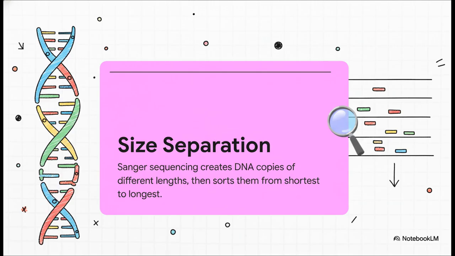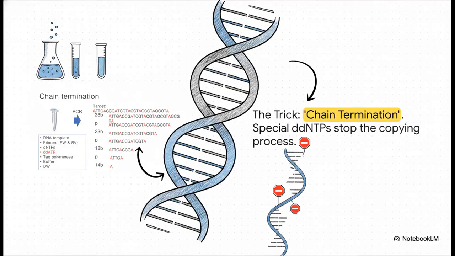See, if you can make a bunch of copies of your DNA that stop at every single letter, and then sort all those copies by how long they are, you can basically piece the whole sequence back together one letter at a time. Okay, so how in the world do you make all these different sized pieces? Well, there's this really clever trick.